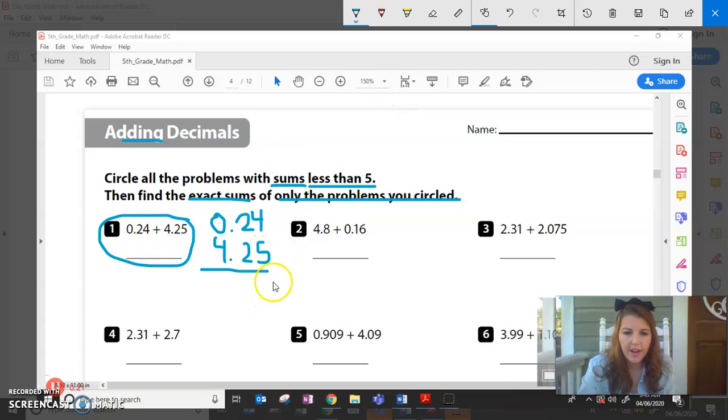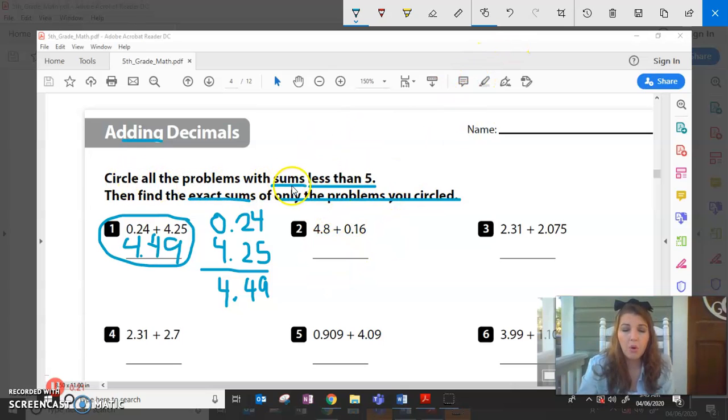All right, 4 plus 5 is 9 hundredths, and 2 plus 2 is 4 tenths. Don't forget your decimal point. 0 plus 4 is 4 ones. So the answer to number 1 is 4 and 49 hundredths. All right, that one wasn't too bad. Let's try number 2.